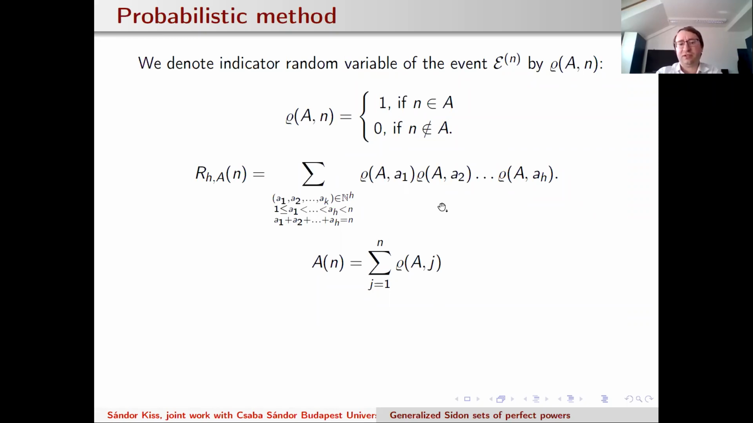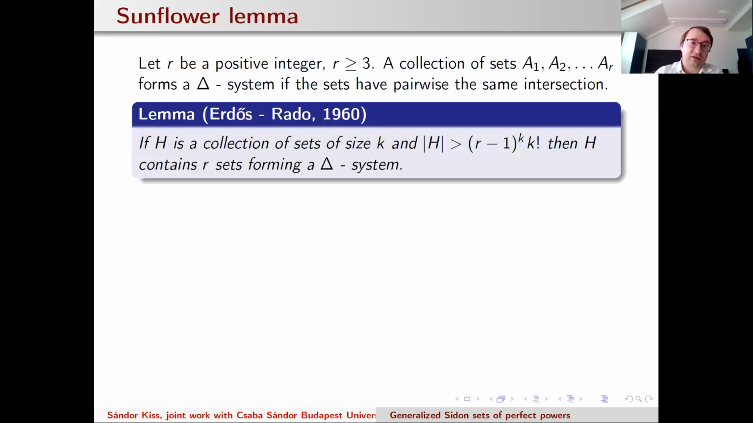And a little difficulty arises here, because if h is bigger than 2, these random variables in these sums are not independent, because the same rho may appear in many terms. And of course, the counting function can be written as a sum of indicator random variables as well. And there is a nice combinatorial tool that we use in our proof.